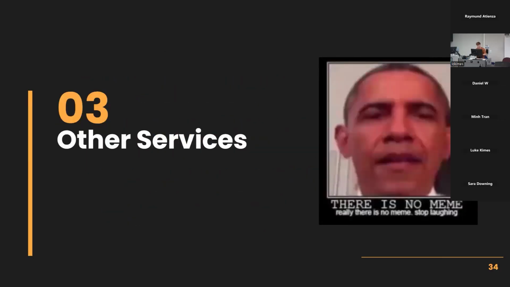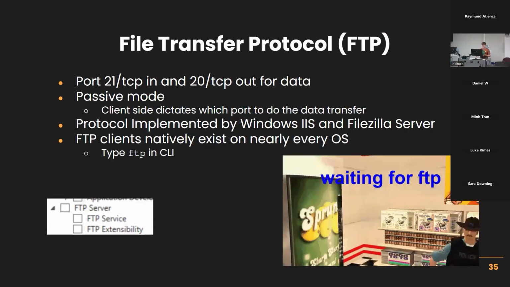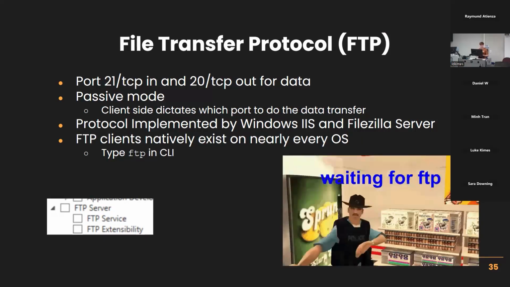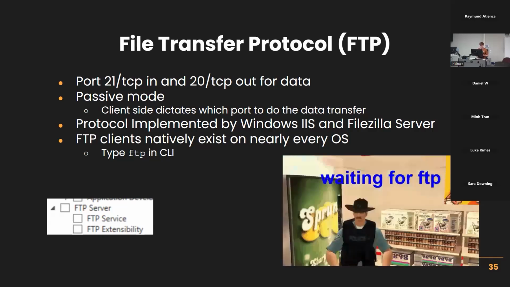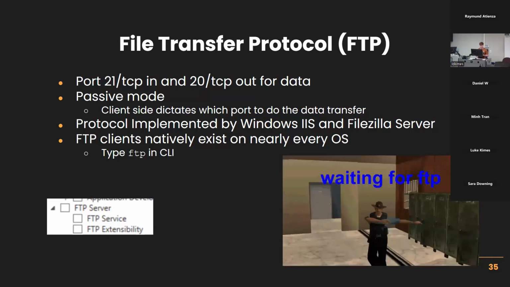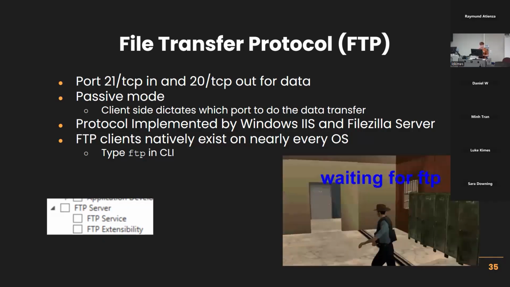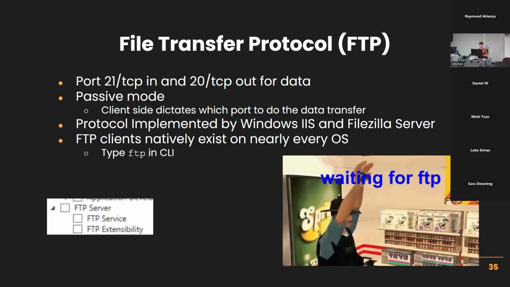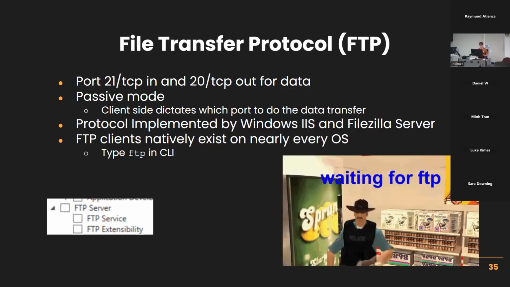So now we're going to talk a little bit about other Windows services. File transfer protocol. Probably went over this during Linux, but FTP runs on ports 21 and 20 generally. Passive mode is horrible because the client side decides what port to do the data transfer on, which sucks, because it can require any random port above a certain range to work properly. Really not fun for doing firewalls.